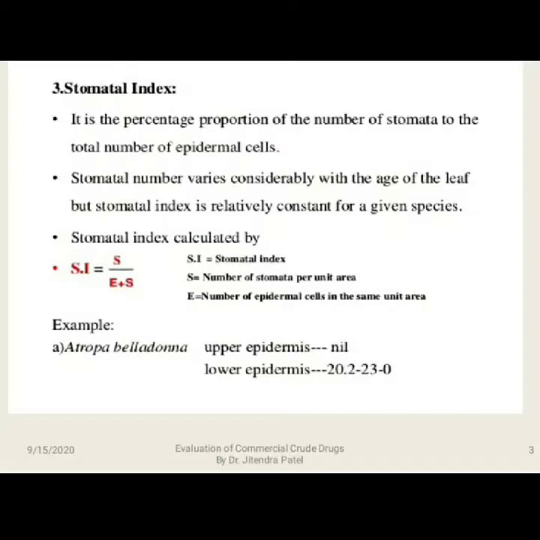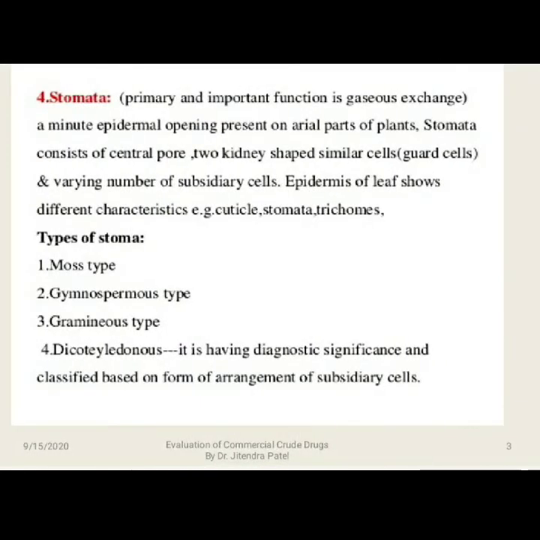Coming to the stomatal index, it is the percentage proportion of the number of stomata to the total number of epidermal cells, right? Stomatal number varies considerably with the age of the leaf and many other factors, but the stomatal index is relatively constant for a given species. The stomatal index is calculated by S divided by E plus S, multiplied by 100. The formula is missing here, sorry for that, right? In Atropa belladonna, the upper epidermis will be nil, and in the lower epidermis it should be 20.2 to 23.0, right? We need to calculate both the epidermal cells and the number of stomata per square mm area. Then we put them into this formula and we get the stomatal index.